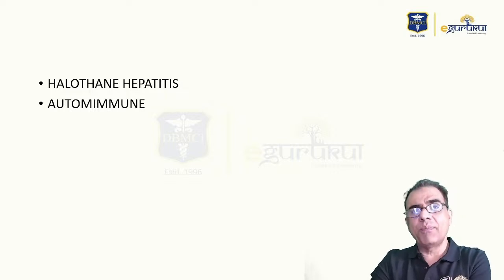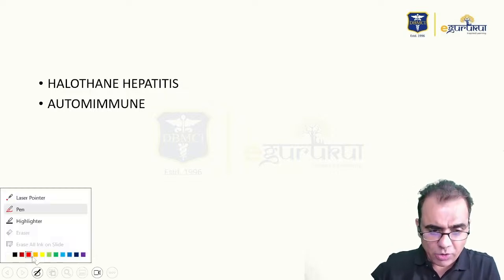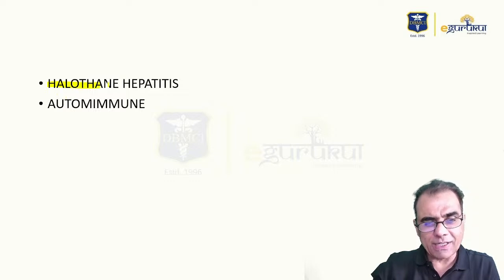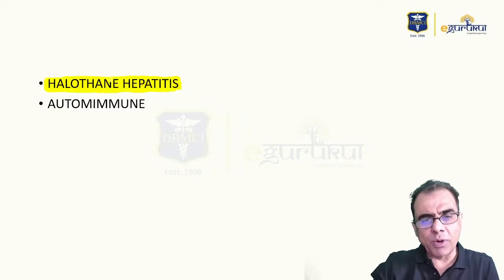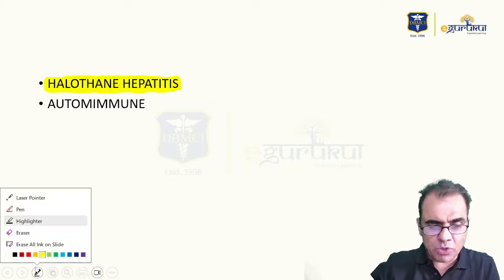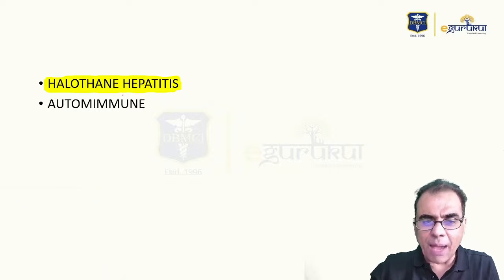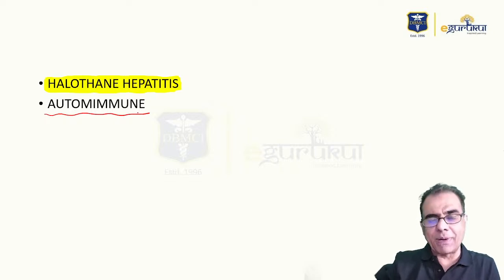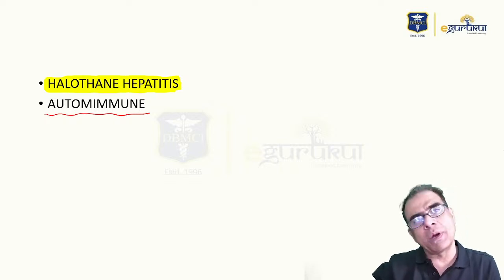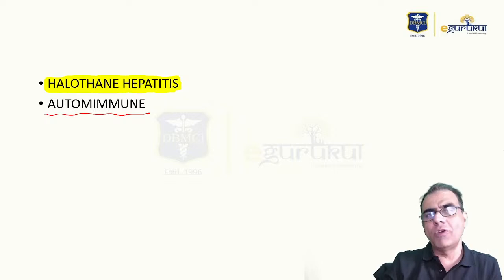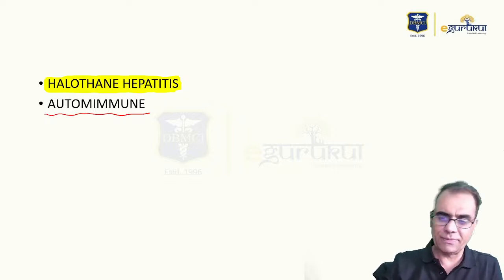Then another very important thing about halothane is that it is well known to cause hepatitis. There is one metabolite of halothane which is antigenic, leading to production of antibodies producing this halothane hepatitis. So we can say that halothane causes hepatitis which has an autoimmune mechanism: an antigenic product produces antibodies leading to autoimmune hepatitis.